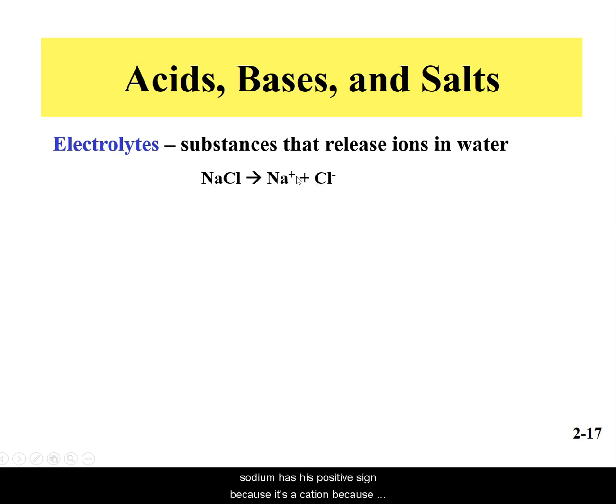Sodium has this positive sign because it's a cation, because it gave up an electron, its valence electron, to chlorine, and then it became chloride, an anion, and these two are now stable, and an ionic bond was formed between that sodium and chloride. These dissociated in water, or came apart in water, and we see that these are the products of sodium chloride in water, sodium and chloride electrolytes.